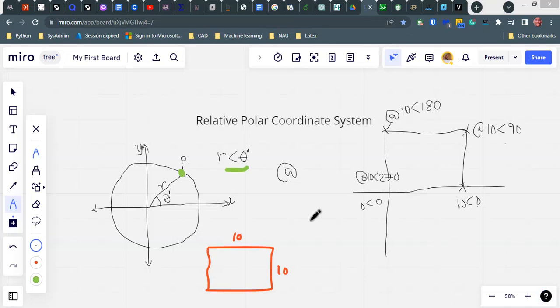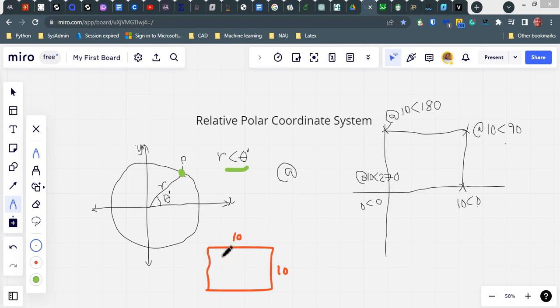Hello everyone. Today we'll talk about relative polar coordinate system. We should always remember the format for polar coordinate system, which is r angle theta, where r is the distance from the point of interest to the origin, and theta is the angle subtended by a line from the origin to that point with the positive x-axis.